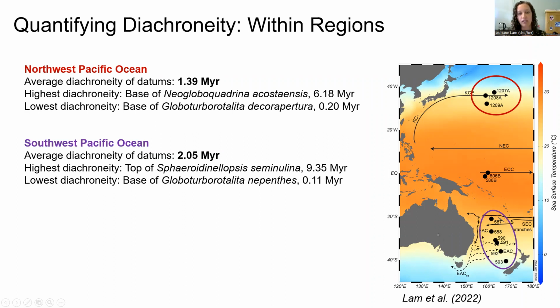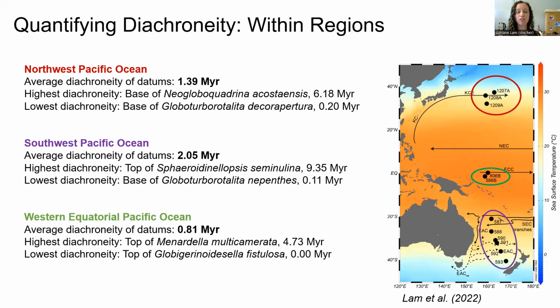The average diachroneity of datums in this part of the Southwest Pacific is 2.05 million years, so quite a bit more than the Northwest Pacific. The top of Seminiolina has the highest diachroneity at 9.35 million years. That's pretty big. The base of Nepenthes has the lowest diachroneity within the region at about 110,000 years.